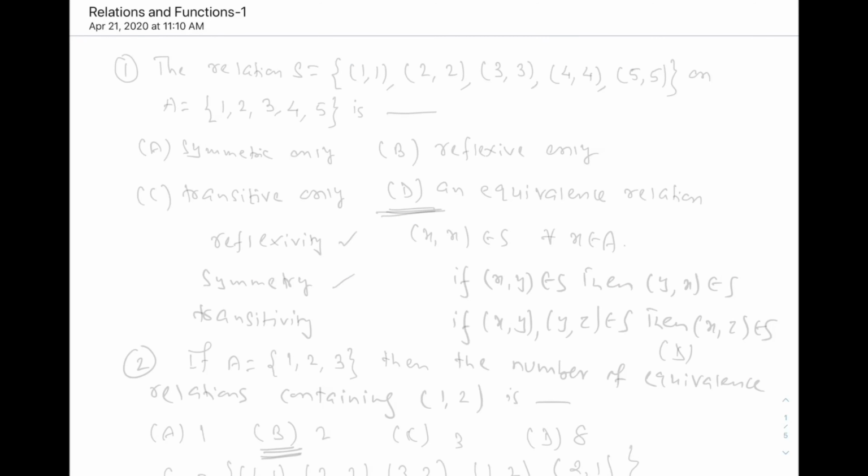Some examples of relations and functions. I request that you have with you the important points of relations and functions, so that you can easily see them if required. So let us take one example.